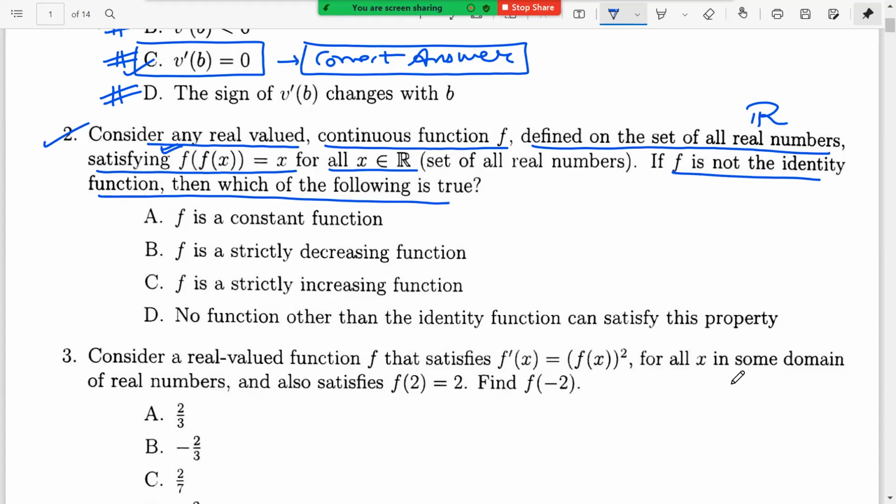If f is not the identity function, what does that mean? It means that f of x is not equal to x, because f of x equal to x is called the identity function. Which of the following statements is true? Is f a constant function? Is f strictly decreasing? Is f strictly increasing? No function other than the identity function can satisfy this property. Okay, so let's quickly come to the whiteboard and let's solve this particular question.